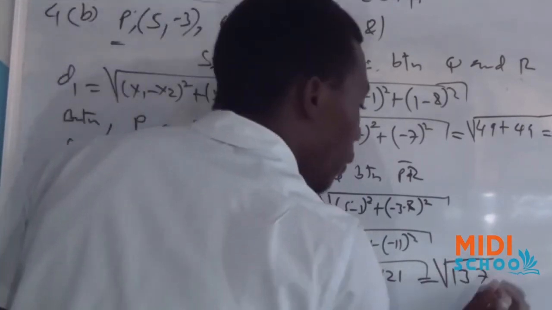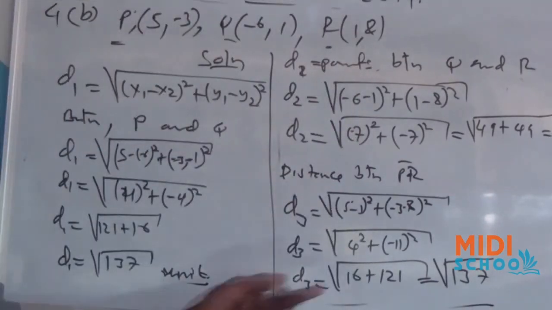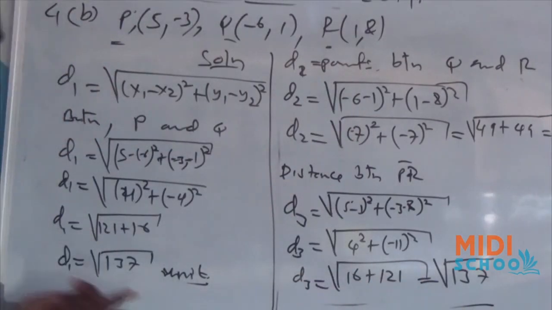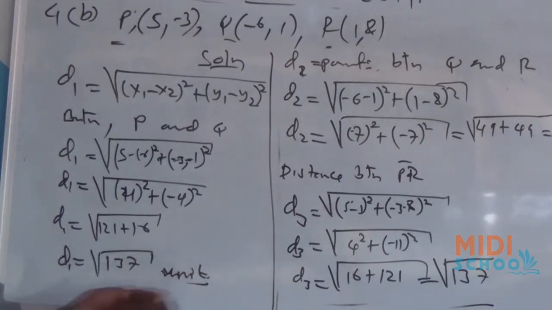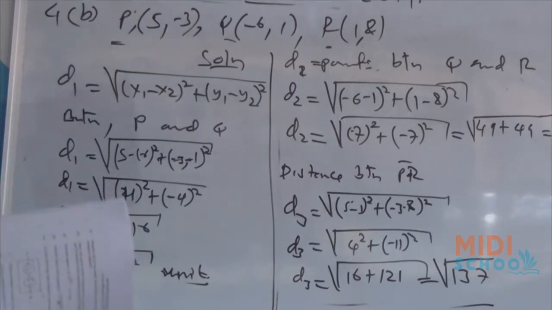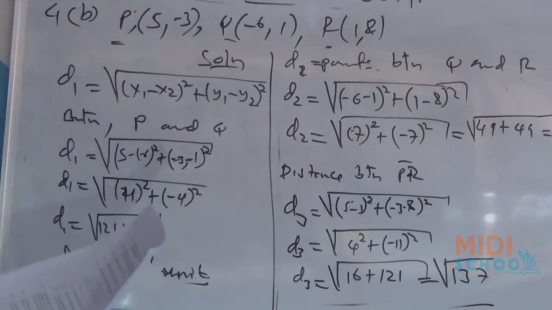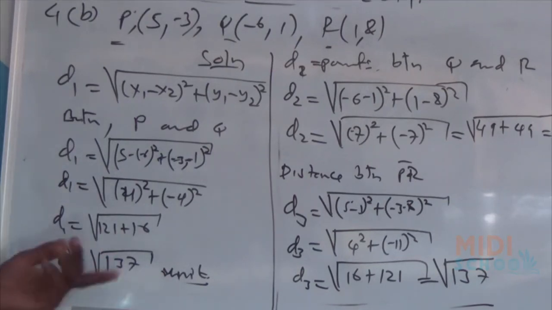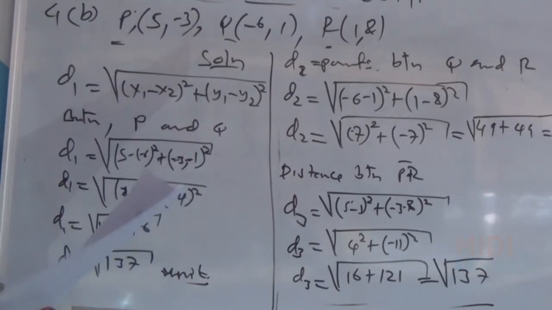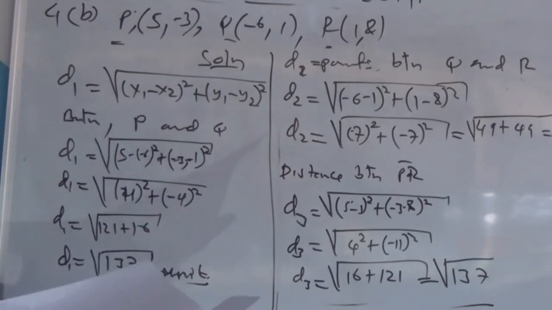So we see that D3 and D1 are common. It's just the same. So we conclude that since these two are the same, and the principle for having an isosceles triangle is that two sides must have the same distance, this is an isosceles triangle. That marks the ending of question number 4.